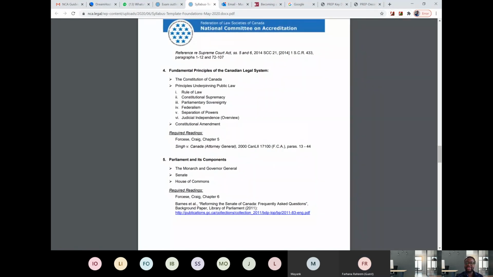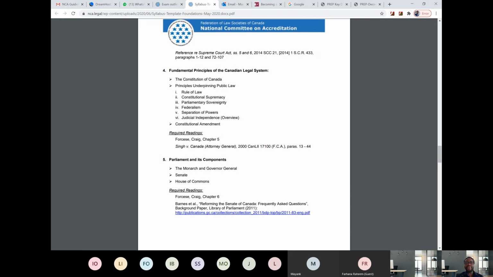So chapter 4 talks about fundamental principles of the Canadian legal system. What are the principles? First of all, the starting point is the Constitution of Canada, and we know the Constitutional Act of 1867 and the Charter of 1982, and there are other laws that are part of the Constitution. For example, the Supreme Court Act is part of the Constitution.